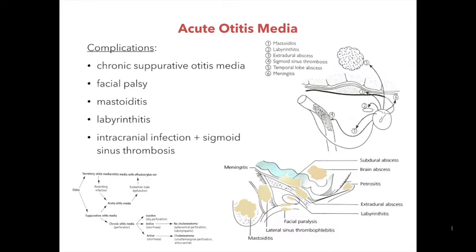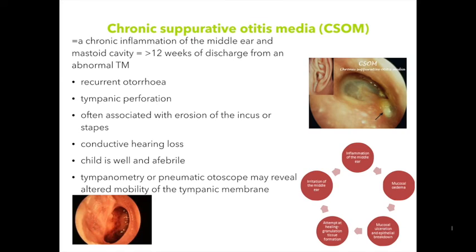So what we're interested in as ENT doctors is the complications, right? Because these are the things that we see in the hospital most of the time. So, chronic suppurative otitis media is an inflammation that's lasted over 12 weeks with discharge, and the tympanic membrane is abnormal. Typically it occurs in children. The child is well and afebrile, but they do have conductive hearing loss.